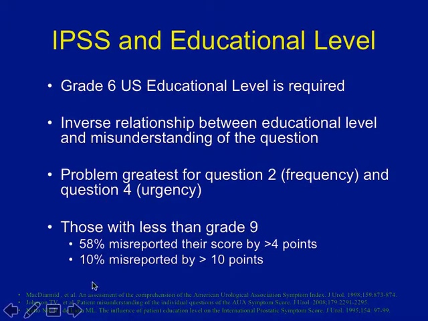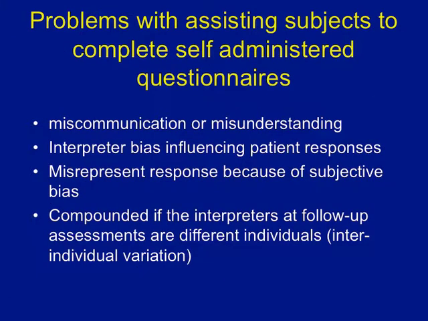So there have been several really excellent studies done relating to education, and they find that, still if you have less than a grade 9 US education, about 10% of people may misscore by greater than 10 points due to misinterpretation. Not that you can't read the questionnaire, but not interpreting the question for its correct meaning.